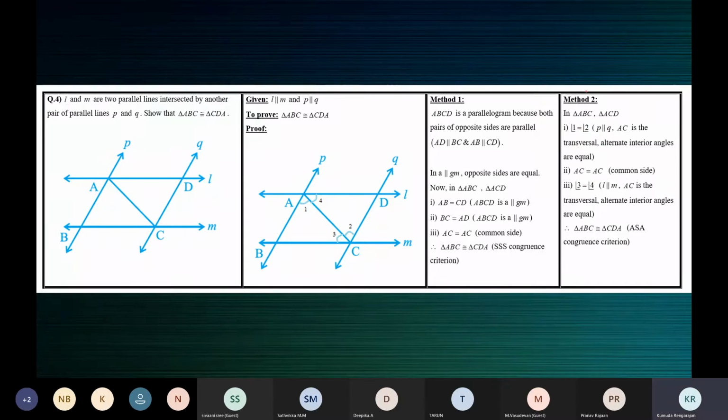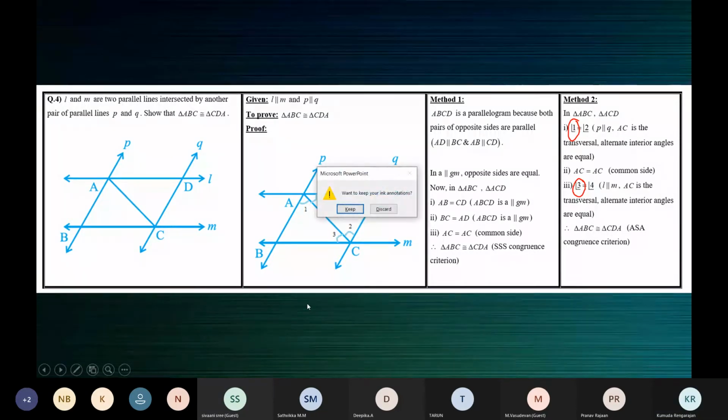Name the first triangle. Now we have mentioned angle 1 and angle 3 in the first triangle, right? So which is the angle 1 in the first triangle? A, ma'am. One second.